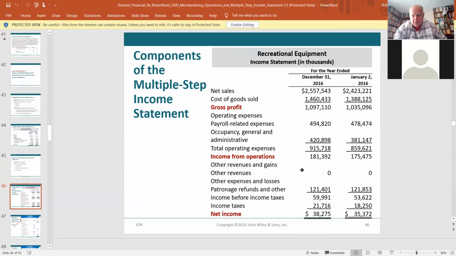And then you have what are called other revenues and gains, other revenues and expenses. And here they're putting in something called patronage refunds, that which further reduce our net profit. So we have net profit before taxes of $59,000, and then we have $21,000 in income taxes, getting down to a net income. So the thing with the multiple step is you have the multiple. These are the steps. Step 1, gross profit. Step 2, income from operations. Step 3, income before income taxes. Step 4, net income after taxes. Bottom line, okay?